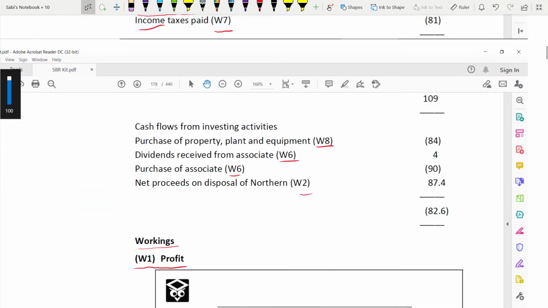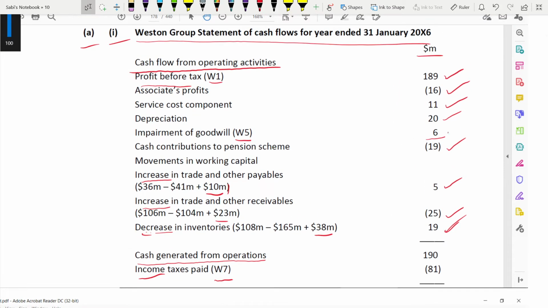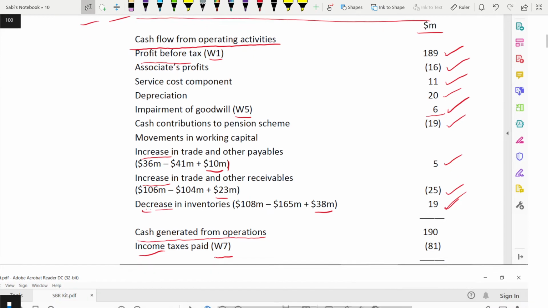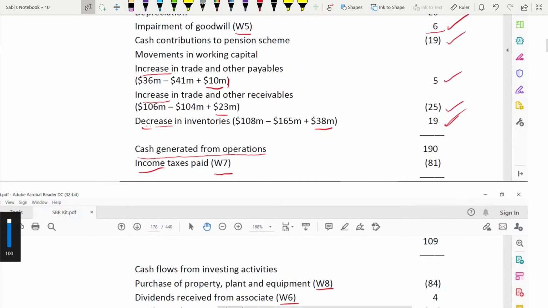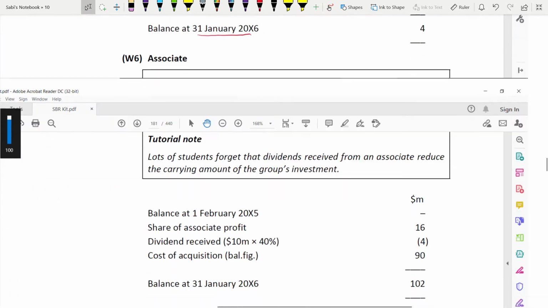So now we are over with what? Impairment of goodwill, which is the balancing figure. And everything else is finished. Now we have to go for income tax paid. Working 7. Okay, so let us go to working 7. This shows that so many workings are there.